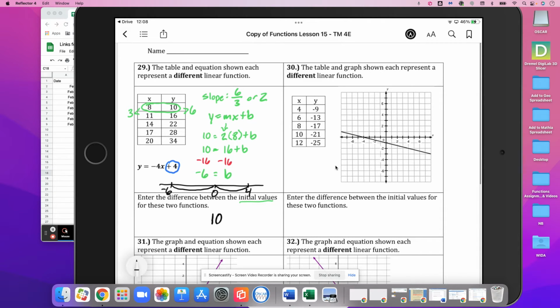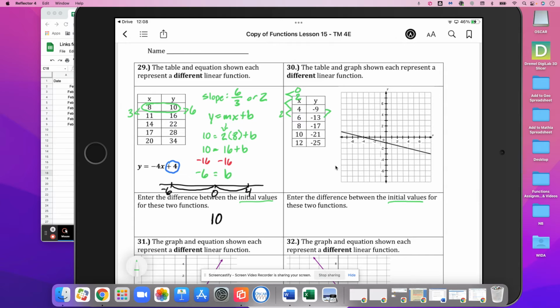Okay, that one's a tough one because of the way that the table is. Let's go on to number 30. So we've got a table that looks like it's going to be easier. We are looking to compare the initial values. So this is going to go down by 2. Down by 2 again is going to put us at 2. Down by 2 again is going to put us at 0. It's nice that it lands on 0 this time.